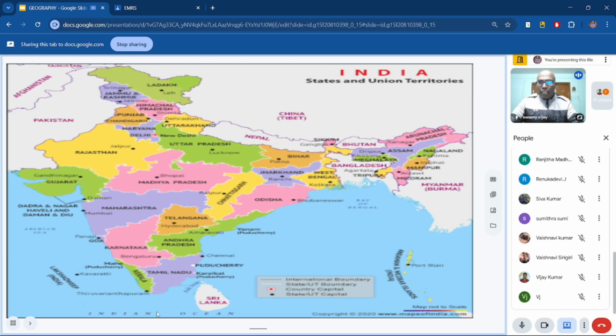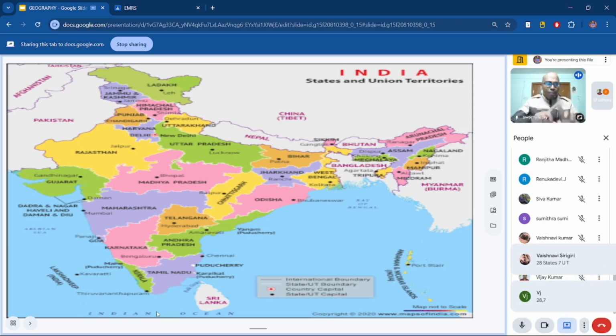And now if you see the India, how many states are in India and how many union territories are in India? Please send the text message. How many states are in India at present and how many union territories are in India at present? Okay, 28 plus 8? 28 plus 8 or 28 plus 7? 28 states are there. Telangana was a newly formed state. How many union territories are there? 7 union territories or 8 union territories?